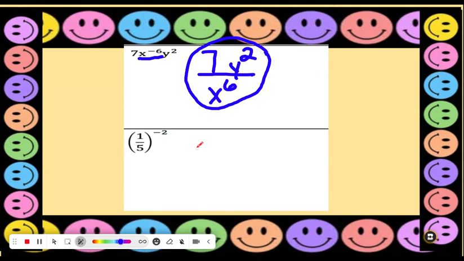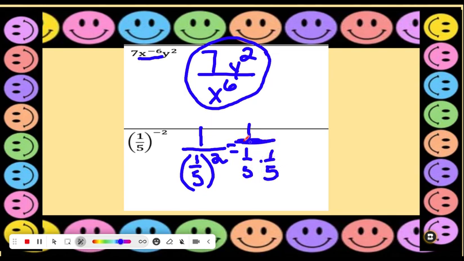All right, pay attention to this one. Okay, so I see 1/5 to the negative second power. So I make my fraction bar. 1/5 squared is my denominator. So I have to put a 1 in the numerator. So now I'm going to solve. 1 over 1/5 times 1/5.